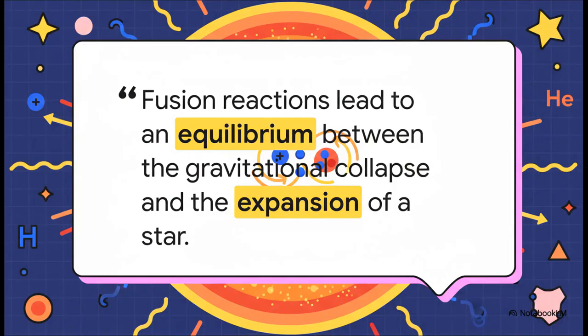And the best example of this in action? Just look up. It's happening right now in our sun. Inside stars, fusion is constantly happening. The incredible outward push of energy from all that fusion perfectly balances the massive inward pull of gravity trying to crush the star. It's this perfect balancing act that lets stars like our sun shine for billions and billions of years, giving us all the light and heat we need for life here on Earth.